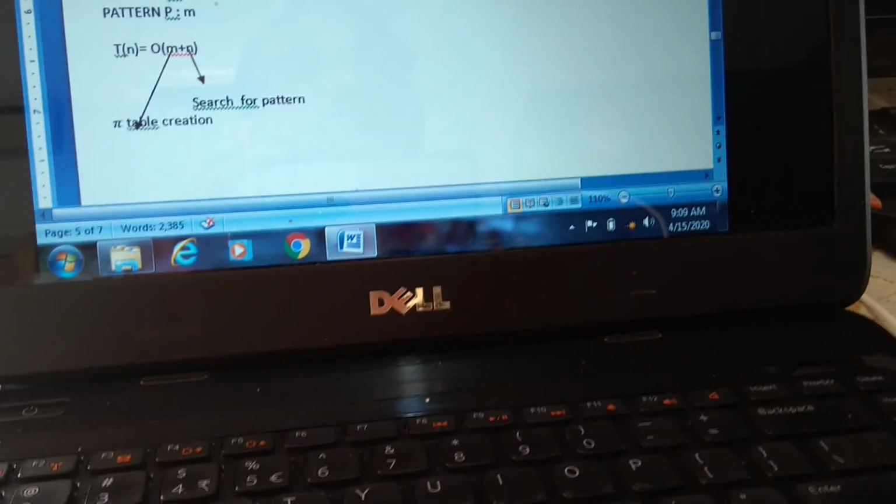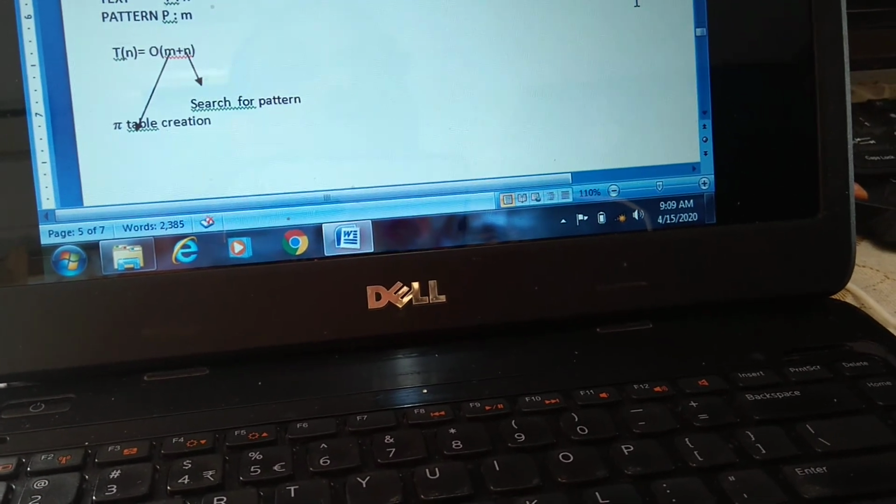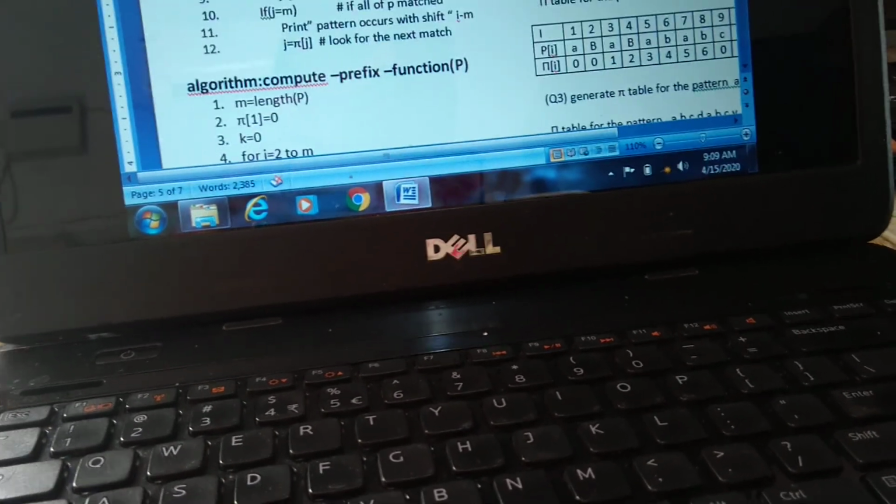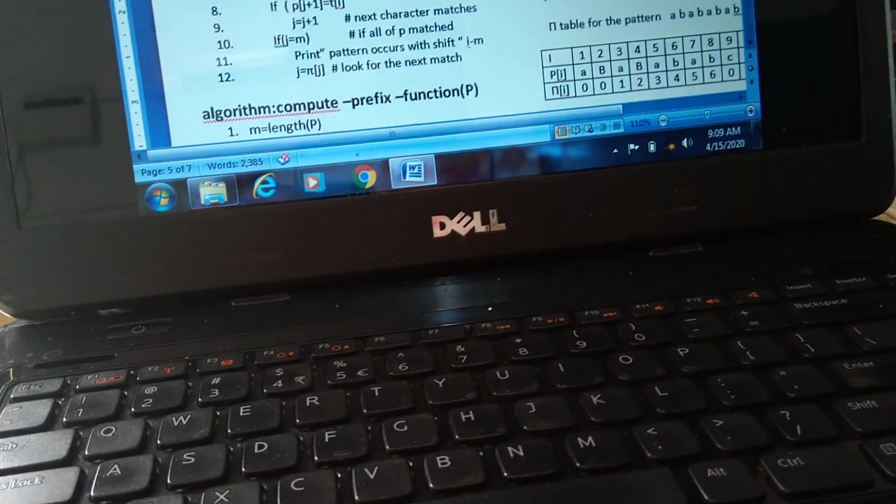Next, you will see some examples. I have given how to generate a pi table for the given pattern.